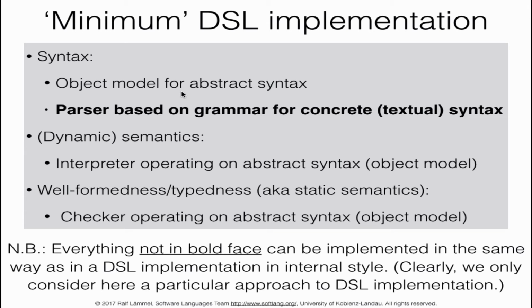And for a minimum DSL, we also should have a dynamic and a static semantics. Now the point here is we will not look into dynamic and static semantics because we have done this already when we discussed internal DSL style. And in fact, we can use exactly the same implementations as we used there because they operate on the object model for abstract syntax. So they are not tied to the textual syntax in any specific way.